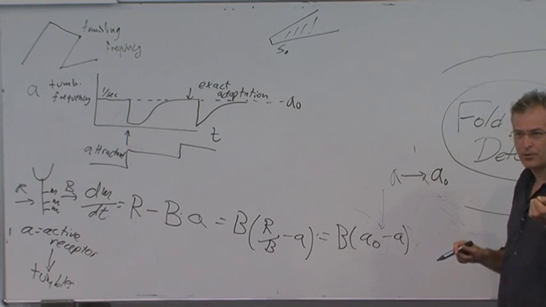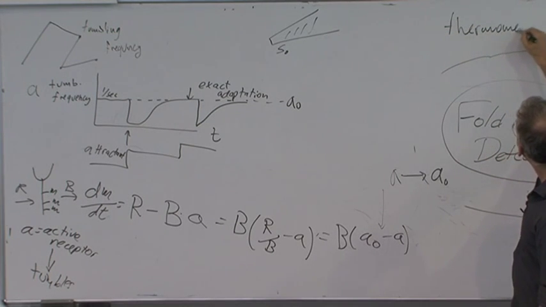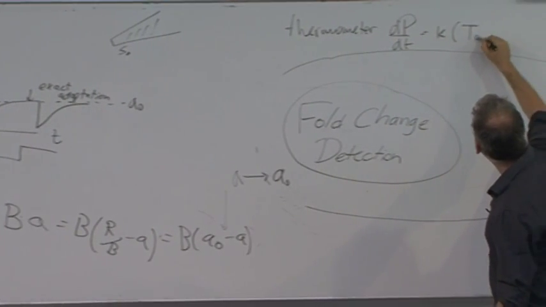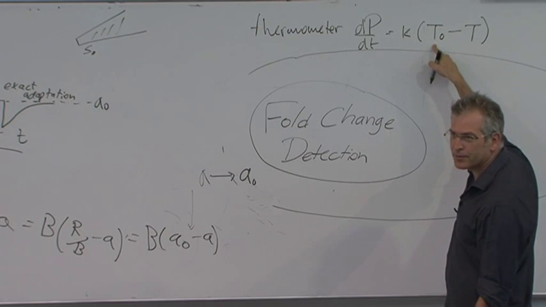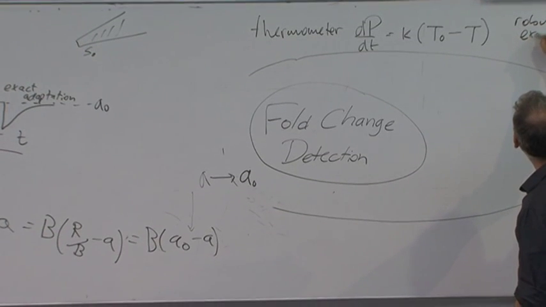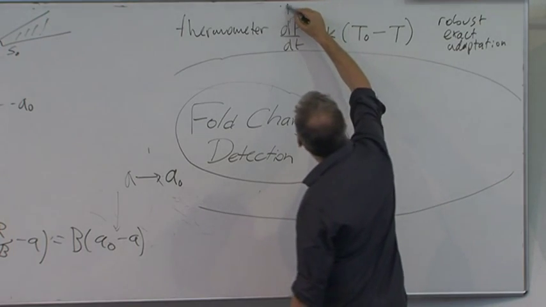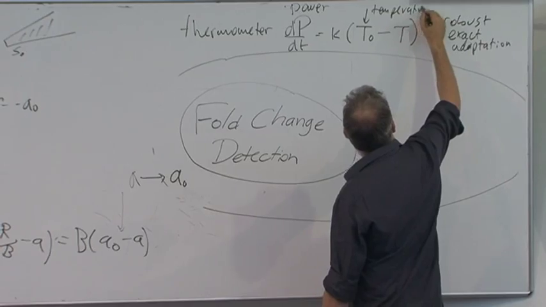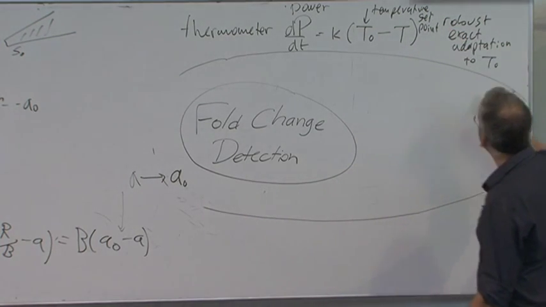It's like the thermometer I talked to you about last time. When you have temperature control, the change of the power to the heater depends on the difference between the temperature and the desired temperature. So this gives robust, exact adaptation. Power, temperature, set point, T0.